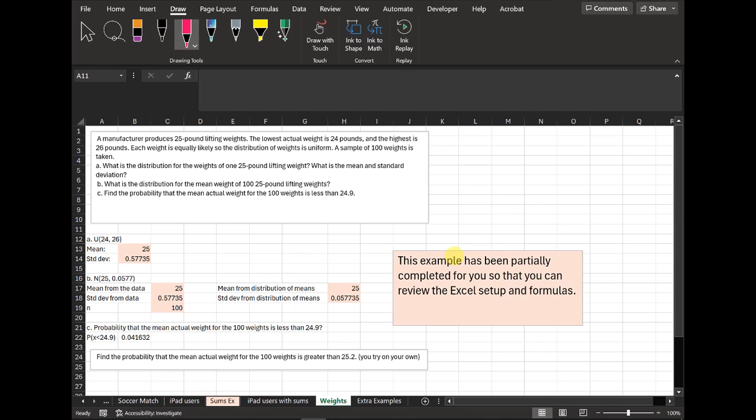So this example has been worked out because I think this is kind of a challenging example. So I'm going to just walk you through the idea behind it.